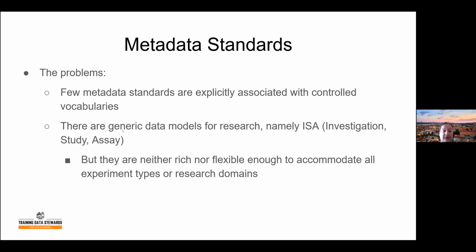There are some generic data models for research, namely the ISA data model, which stands for Investigation, Study, and Assay, but they are not rich or flexible enough to accommodate all experiment types or all research domains. So for example, and we will see in a few minutes, we deviated a bit from the ISA data model when we were modeling a metadata standard for the plant phenotyping domain.